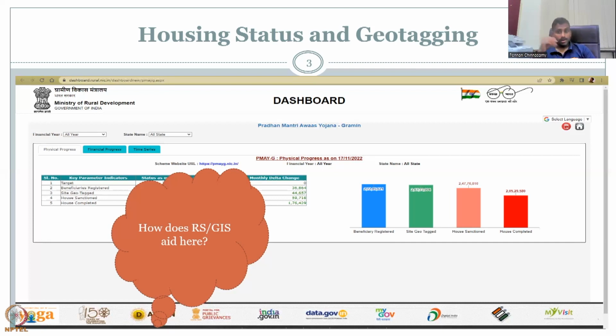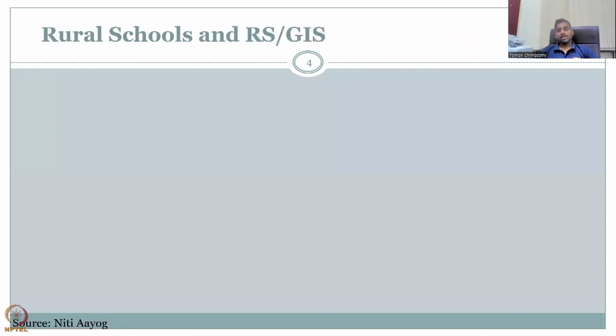Why would the people not know this? Because they tend to forget. Okay, so exact locations where the flood happened, how thick the water came, they will not know. But remote sensing captures it. The extent of the flood, why the flood happened, is it a normal flood or a 100-year flood? Everything is documented. Let's see how remote sensing can be used for rural schools.